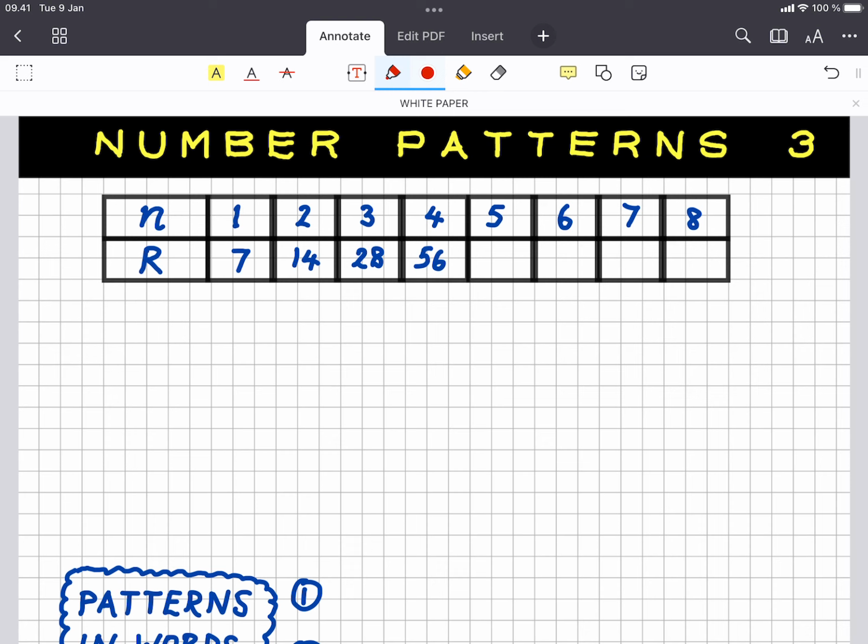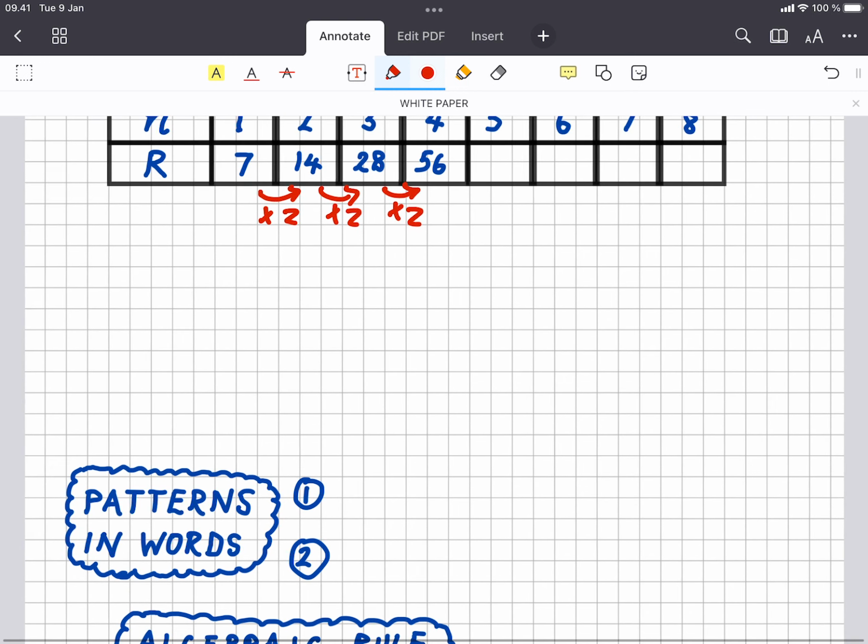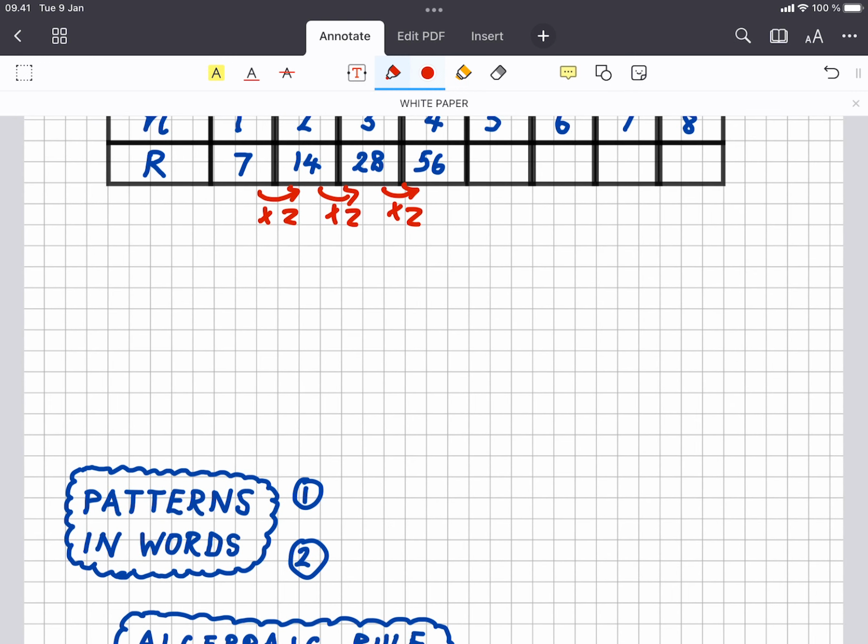So here's the third in a series of 9 videos to help you with the number patterns questions. And this time we've got a pattern that doesn't go up by a fixed amount every time, because it goes up by 7, then up by 14, then up by 28. Perhaps you can see that what's happening every time is you're doubling the terms, times 2, times 2, times 2. So for our pattern in words, we could write each term is double the previous one.